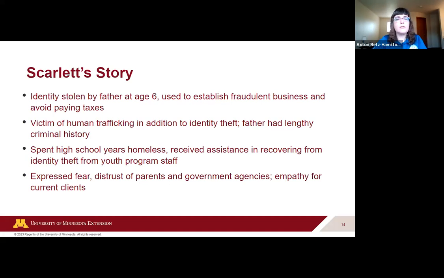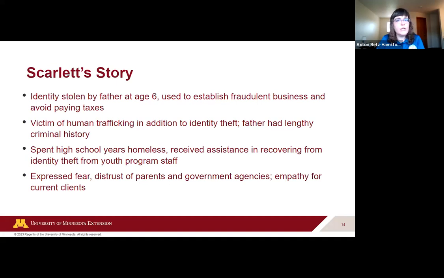In Scarlett's case, there was poly-victimization as well, because her father not only stole her identity, but also sold her into human trafficking. So she was a victim of sexual abuse as well. She was able to escape that, but she spent her high school years homeless. She did go to school, which is amazing. She lived in a cave, and foraged for food for a period of time.